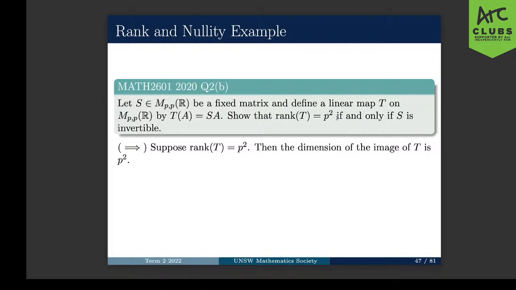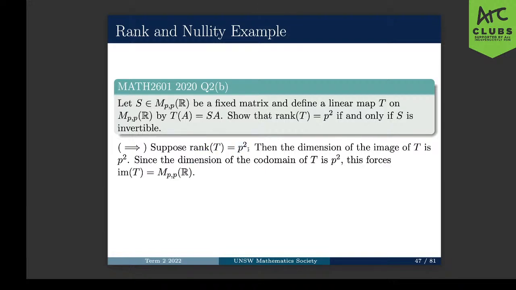Well, it's an if and only if statement, so let's just try to prove two different directions. Let's try the forward direction, which is: if the rank is P squared, then S is invertible. All right, so let's suppose the rank of T is P squared. And what does that mean? Well, by definition, rank is the dimension of the image. So the dimension of the image of T must be P squared.